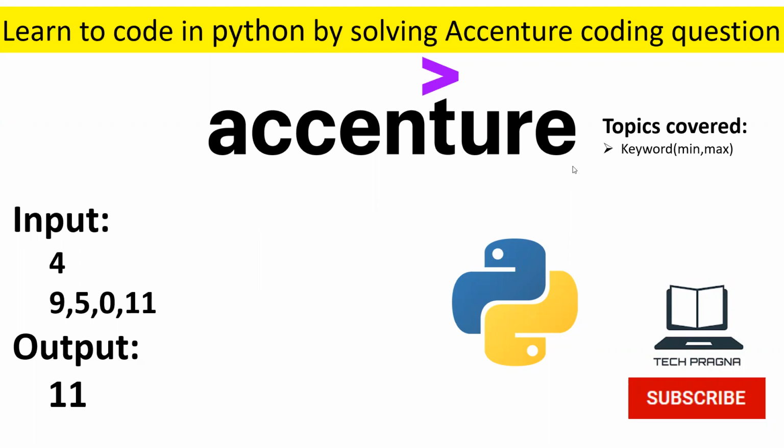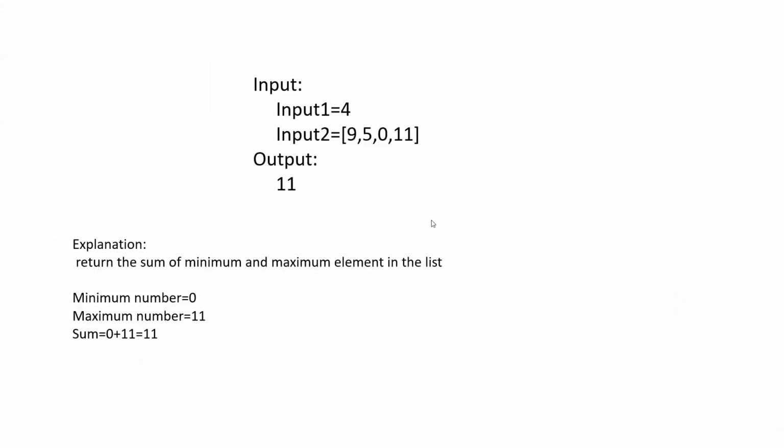In this video, we are going to get familiar with how the minimum and maximum keywords work in Python. So let's look into the problem statement. This is the input 1 and input 2, and this is the expected output.